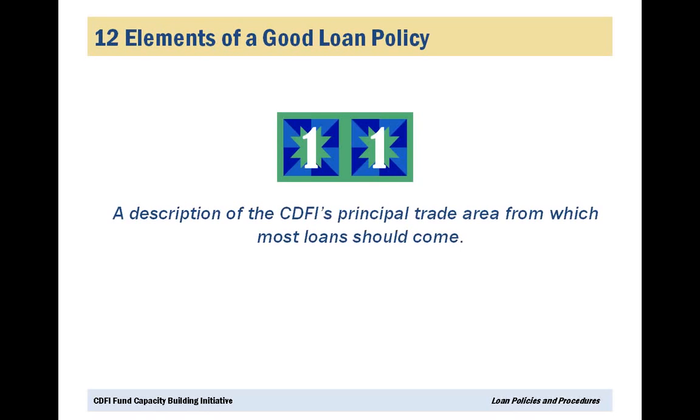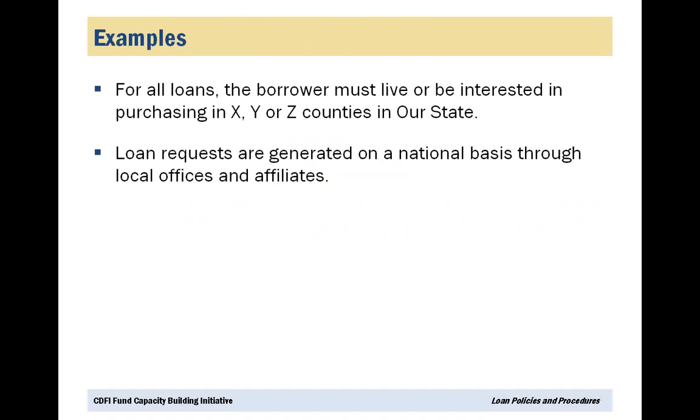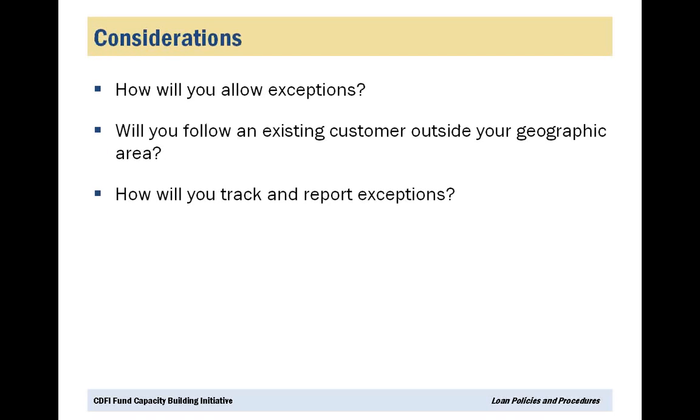Element 11 out of 12, so we're almost there. A description of the CDFI's principal trade area from which most loans should come. This basically says, remember to tell us where you're lending. So you might be a CDFI that says all of our borrowers must live in one of these 3 counties in our state. Or you might be a large national lender, and you might say loans are generated on a national basis through our local offices and affiliates. But whatever it is, you need to tell us and put that in your loan policies.